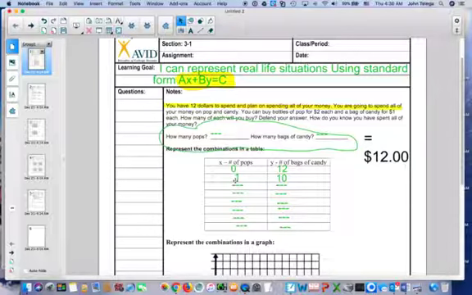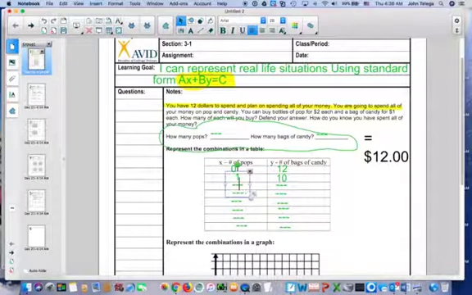So for every 1 bottle of pop, it's really 2 candies, right?